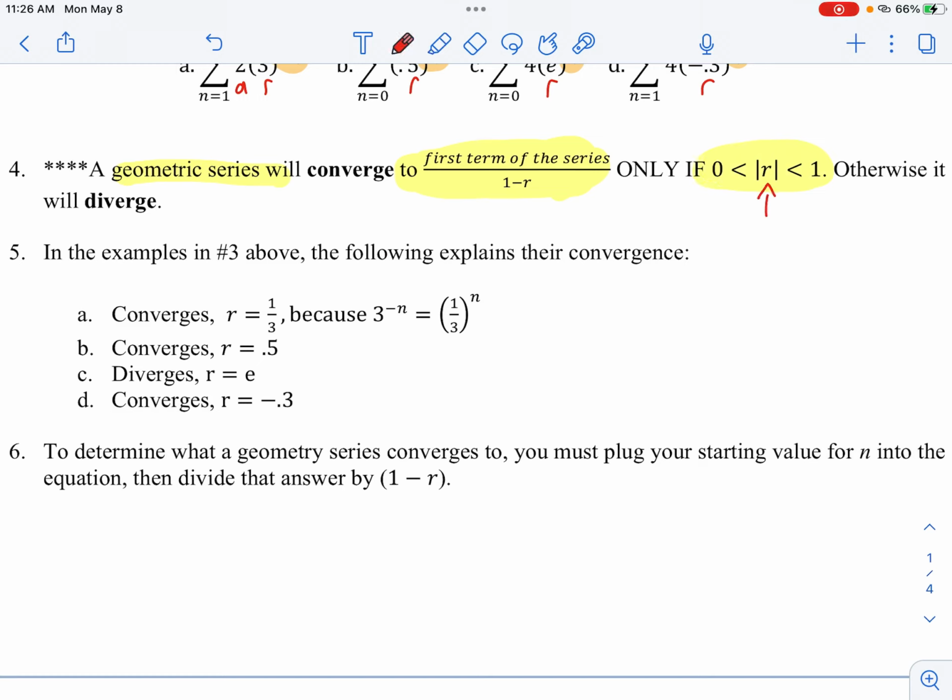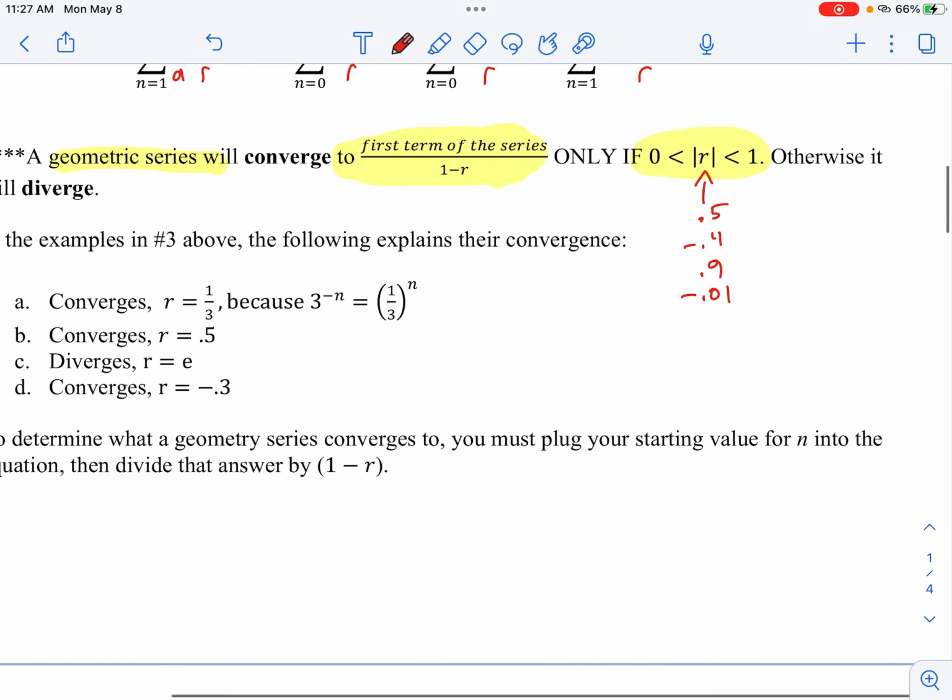And let me say that again. Your absolute value of R is between 0 and 1. So that could be 0.5 or negative 0.4 or 0.9 or negative 0.01. Any of those would be an R where the series is definitely going to converge. If the absolute value of your R is outside of 1, so 1.1, negative 2.3, because remember absolute value, those all diverge.